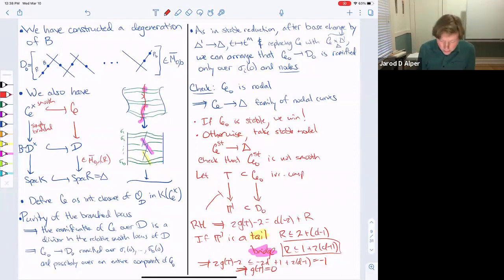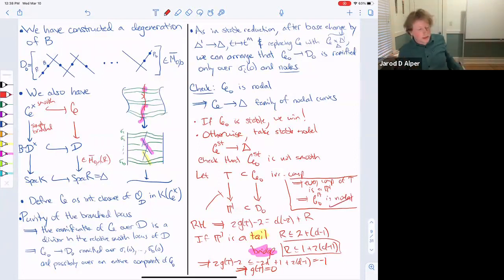So maybe I'll finish in this little box here. This implies every component of T is a P1. And that implies that the stabilization of it is nodal. And that's what we want. There are other ways to make this argument work, but this was a particularly nice degeneration to a curve where Riemann-Hurwitz simply shows that the stable limit is not smooth.